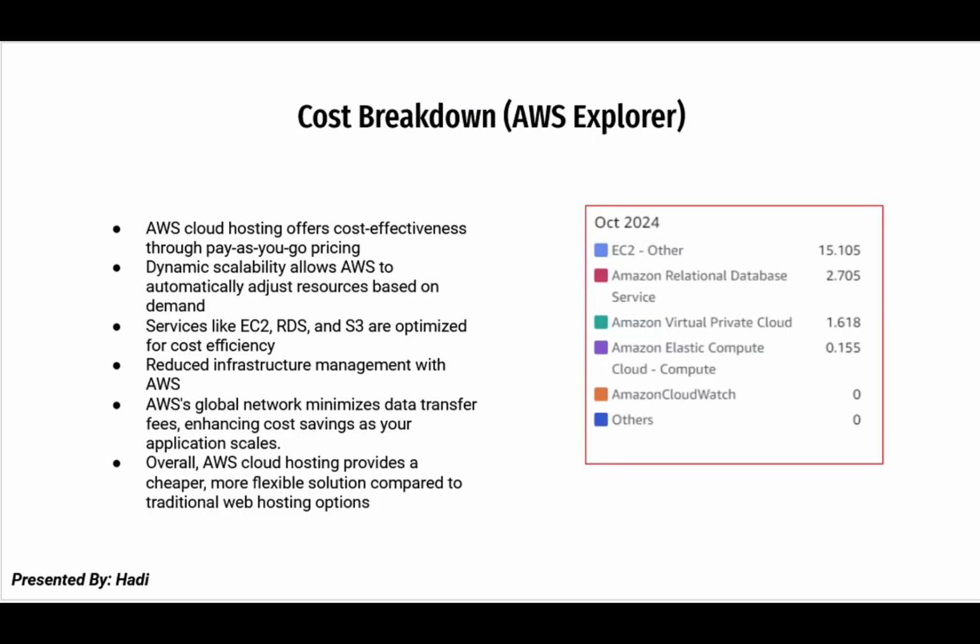Moving on to the cost breakdown of AWS Explorer, AWS Cloud Hosting offers cost-effective pay-as-you-go pricing with dynamic scalability, automatically adjusting resources based on demand. Services like EC2, RDS, and S3 are optimized for cost efficiency, reducing infrastructure management, which is reflected in our breakdown receipt here. Now I'll pass my time to Ranson, who will be going through the scalability assessment.